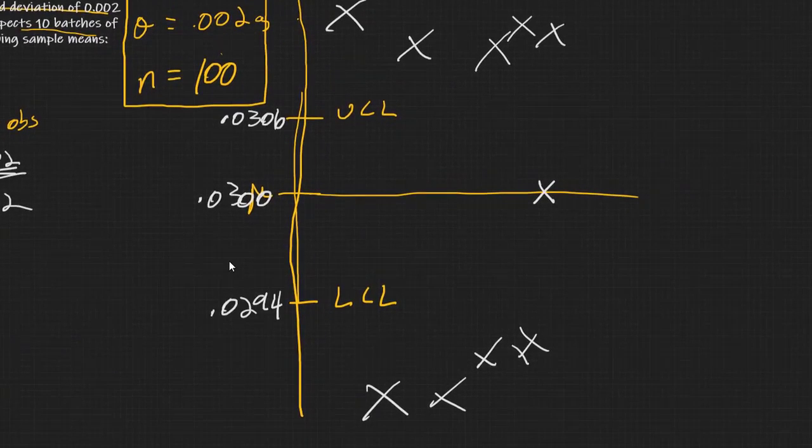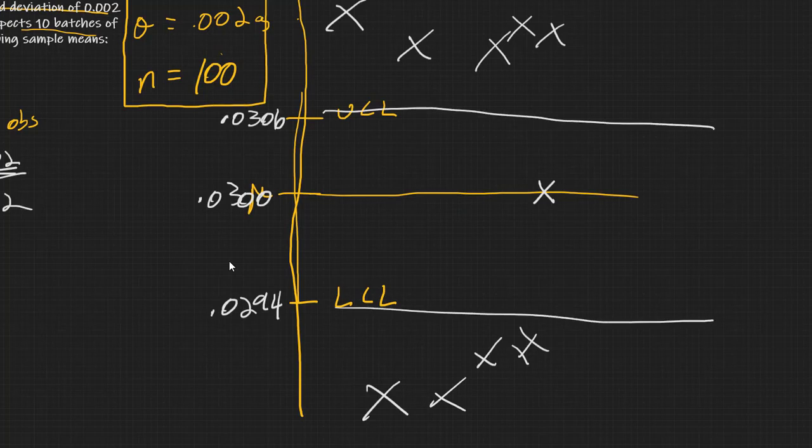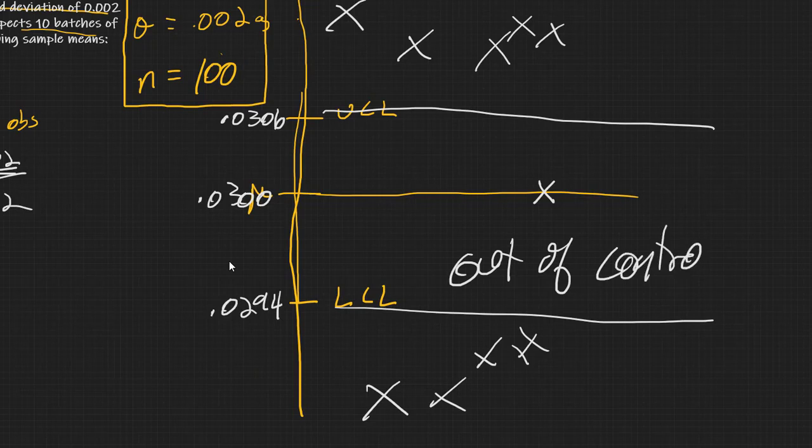And so that's a problem. If my upper control limit is here and my lower control limit is here, 9 of the 10 pills are way out of performance, and this system is out of control. With the exception of the one observation that's at 0.0300 exactly, all the other observations are out of control. And that's it.